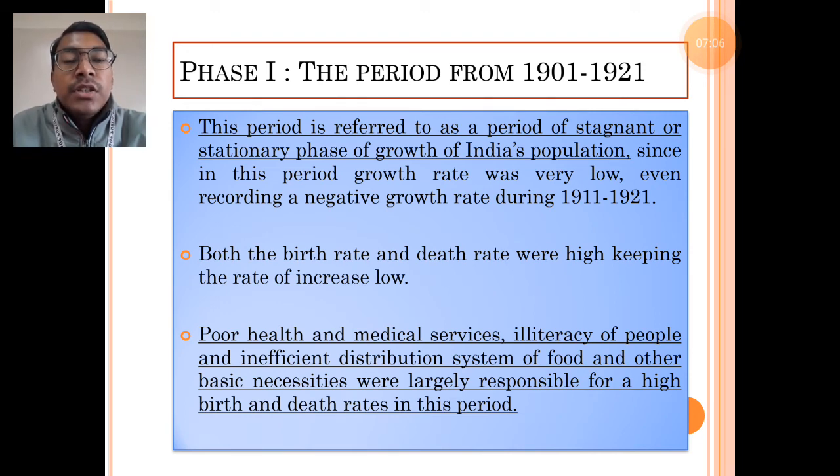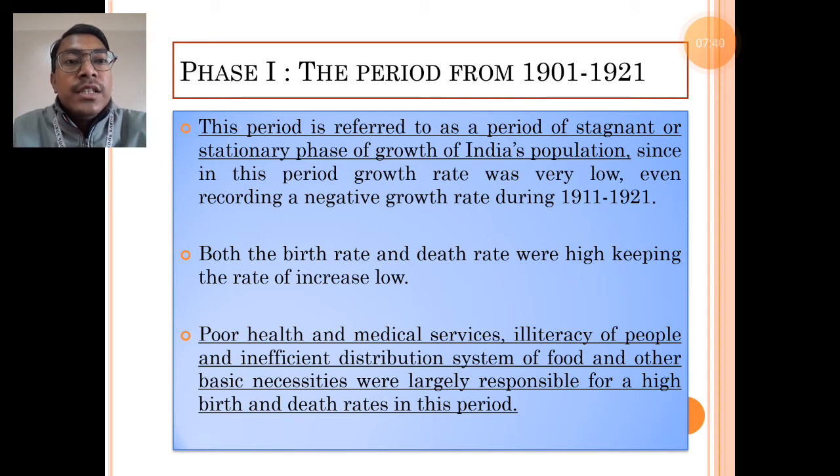So what happened because of this? As a result, the increase in the population was nil, almost zero. This is why in this period the population growth rate was almost stagnant, and because of this, the period 1901 to 1921 is referred to as the stagnant or stationary phase of population growth. Now, why were the birth rate and the death rate almost the same?